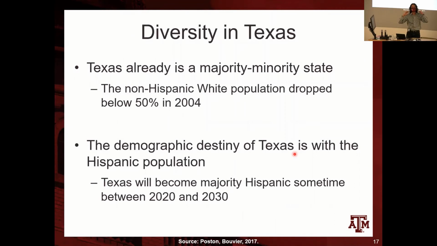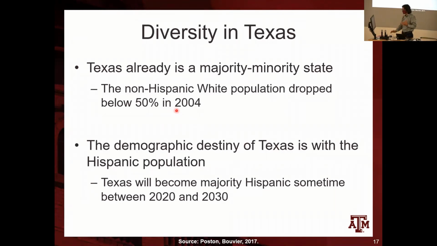And you can also see variation within states. So in the specific case of Texas, the non-Hispanic white population dropped below 50% back in 2004. So Texas is already a majority minority state.